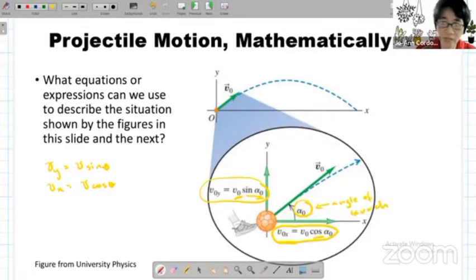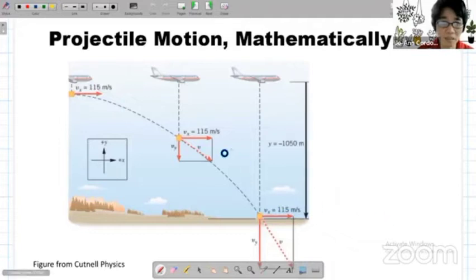Okay? So the rest of the description for what happens to a projectile can actually be essentially just look at it from the point of view ng free fall. Okay, so here is an example where you actually have the combination already of two motions, yung horizontal and vertical.